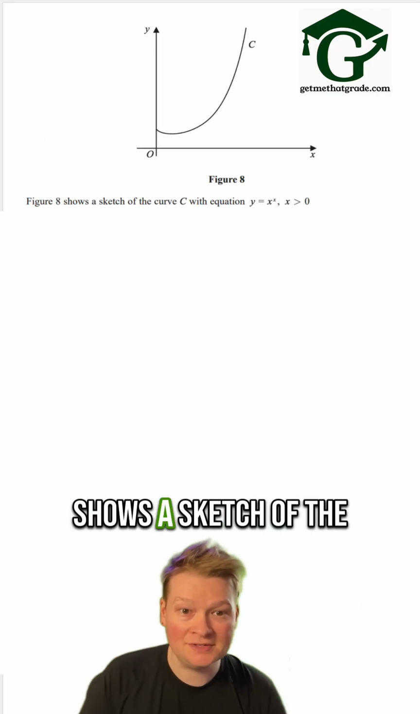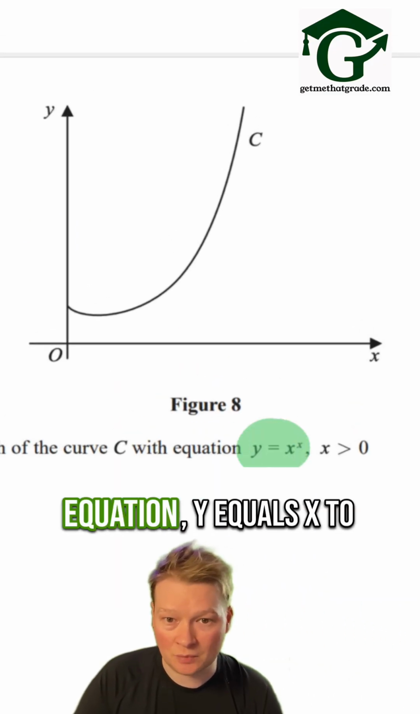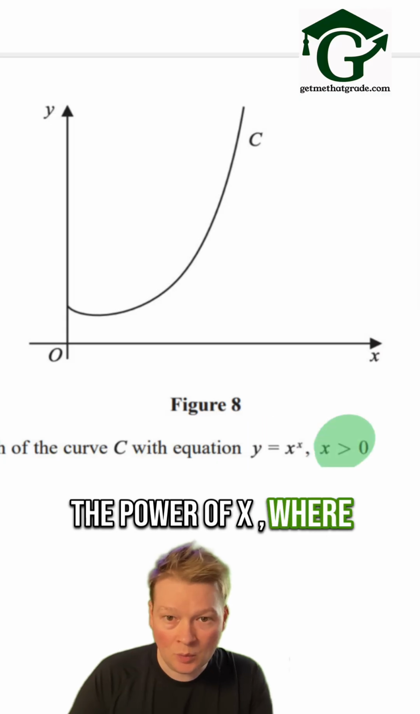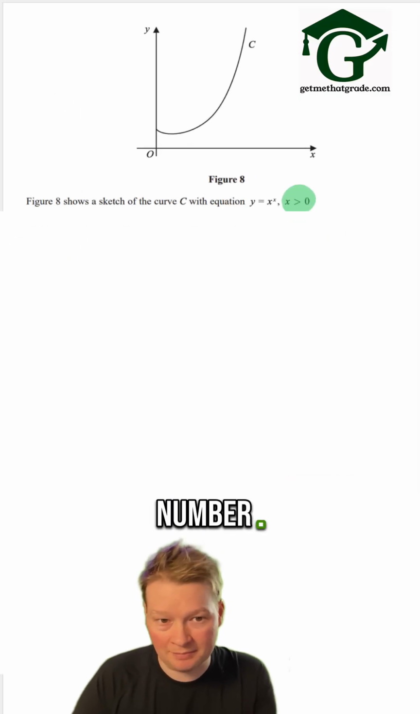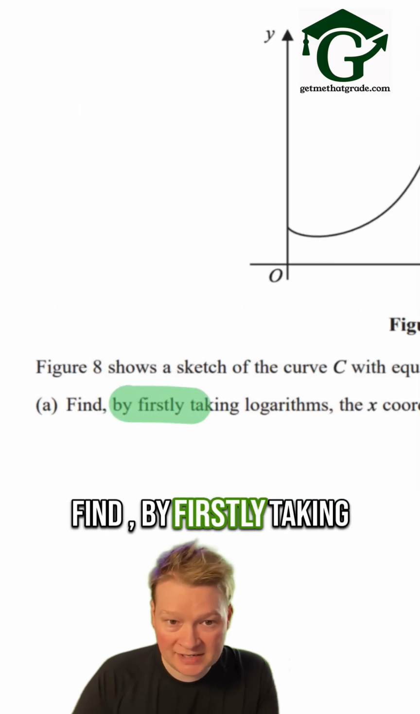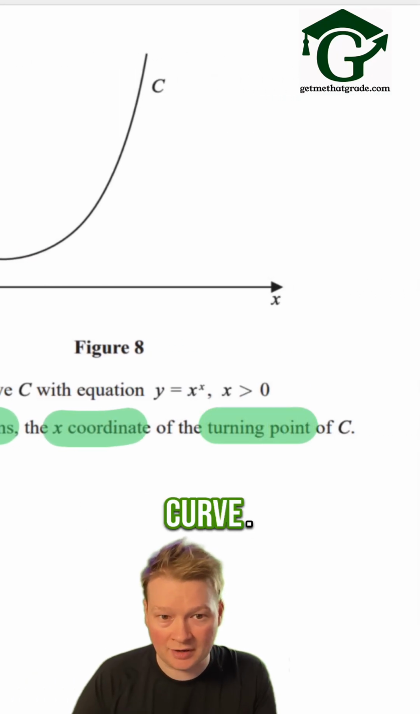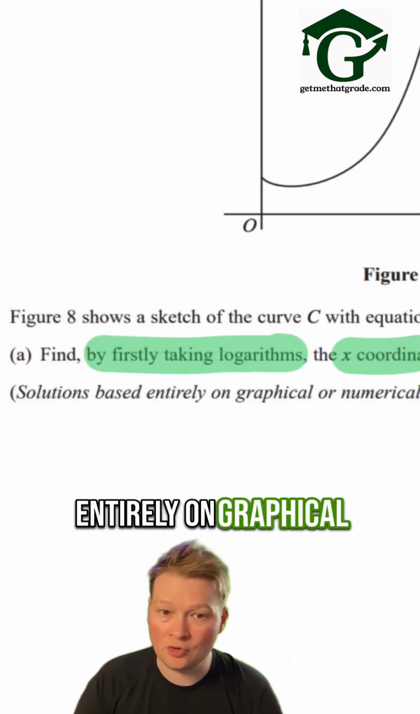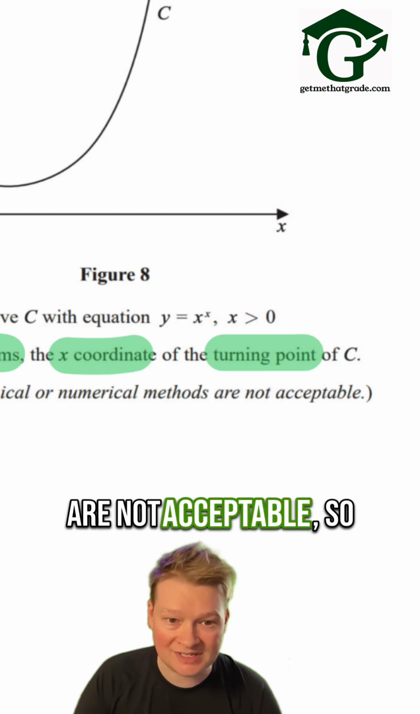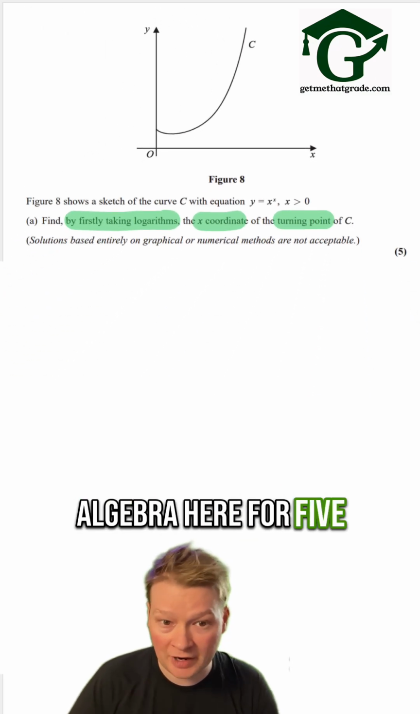It says figure 8 shows a sketch of the curve C with this equation, y equals x to the power of x, where x can only be a positive number. Part A: find, by firstly taking logarithms, the x-coordinate of the turning point of the curve. It says solutions based entirely on graphical or numerical methods are not acceptable. So we've got to show the algebra here for 5 marks.